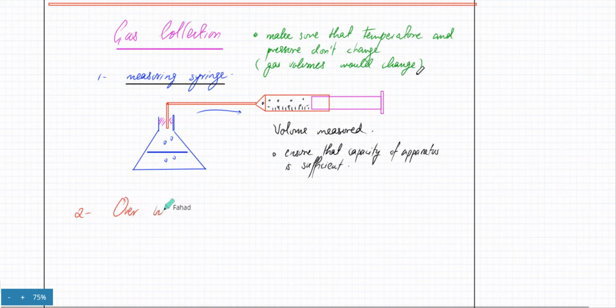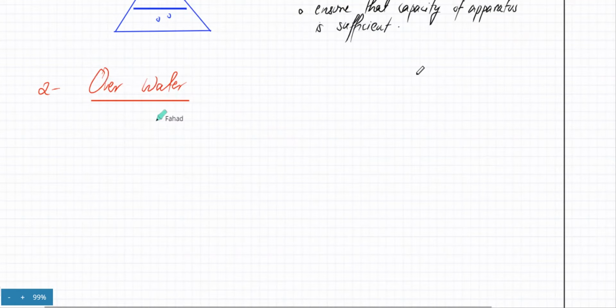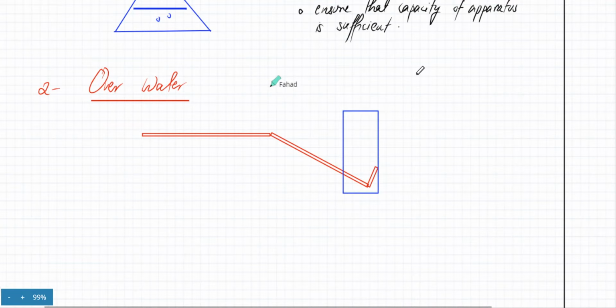Now, if you're trying to collect a gas over water, what would happen is, the rest is all the same. Let's say there's a gas coming in. You're trying to collect it. You're going to take a gas jar and place it on top, and this is going to be a trough of water.